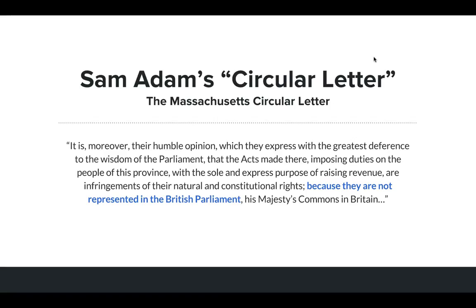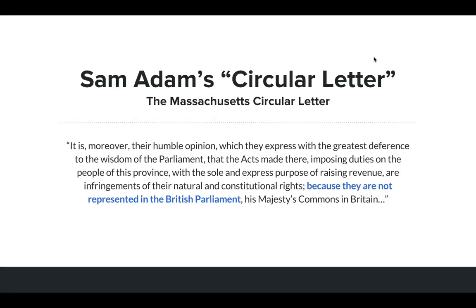Okay. He continues, "It is, moreover, their humble opinion, which they express with the greatest deference to the wisdom of the Parliament, that the acts made there, imposing duties on the people of this province, with the sole and express purpose of raising revenue, are infringements of their natural and constitutional rights, because they are not represented in the British Parliament, His Majesty's Commons in Britain."